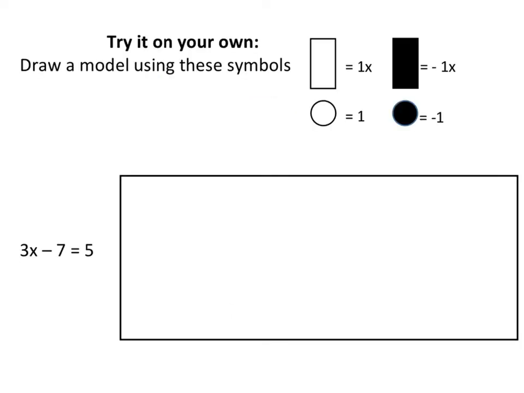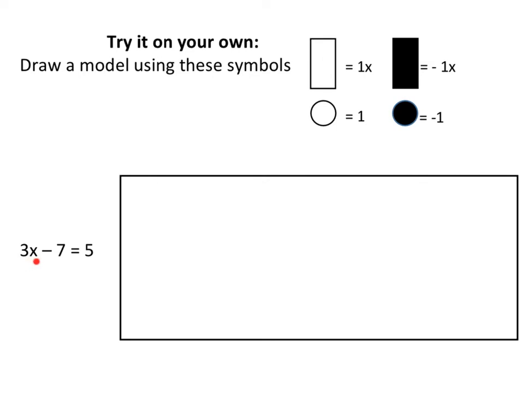So now we're going to try to model some equations on our own. We are given a key up here at the top that tells us what each shape represents. A non-shaded rectangle is a positive 1x. A non-shaded circle is a positive 1. A shaded in rectangle is negative 1x, and a shaded in circle is negative 1.